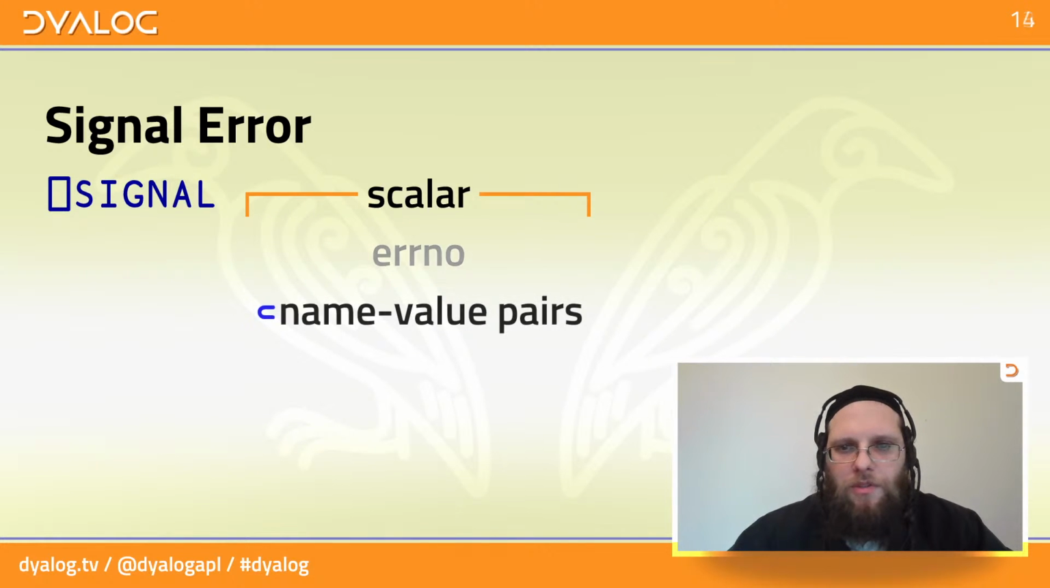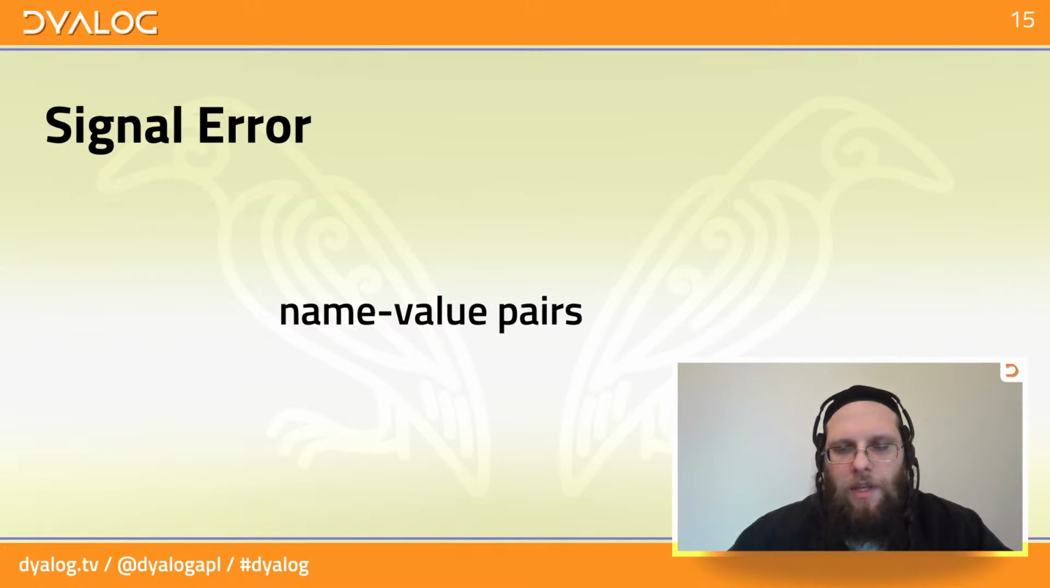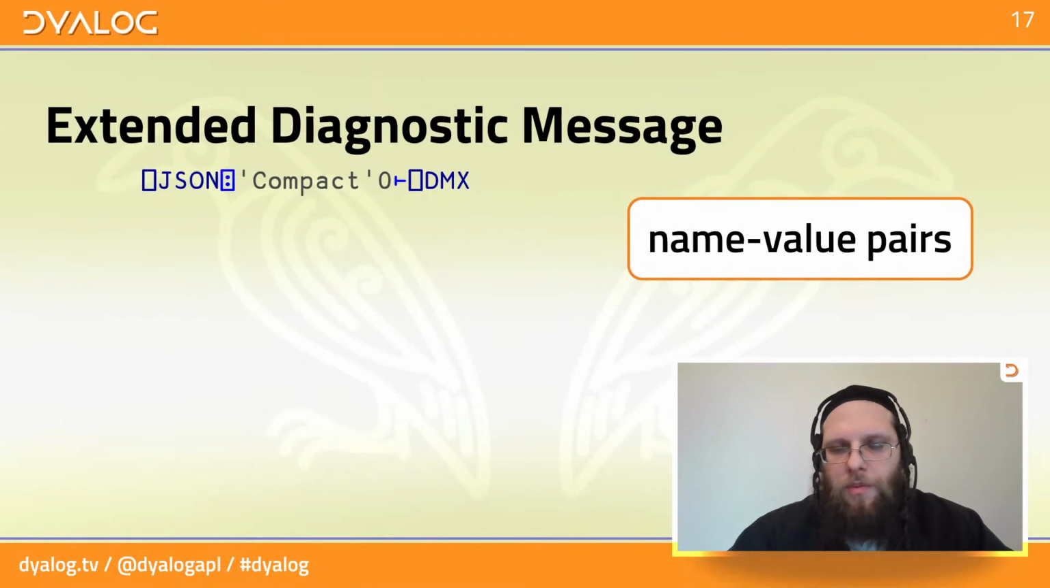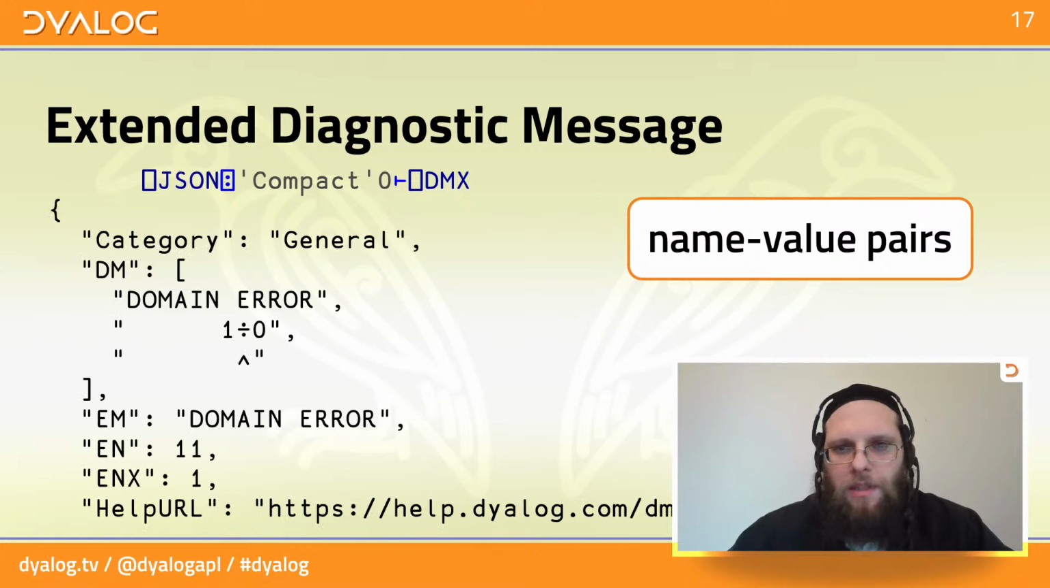Let's go over then to the name-value pairs. This is where the real power lies. Now, name-value pairs, if you think back to the previous webinar, we looked at ⎕DMX and how you could use this trick with ⎕JSON to expose all the contents of ⎕DMX. It looked something like this.